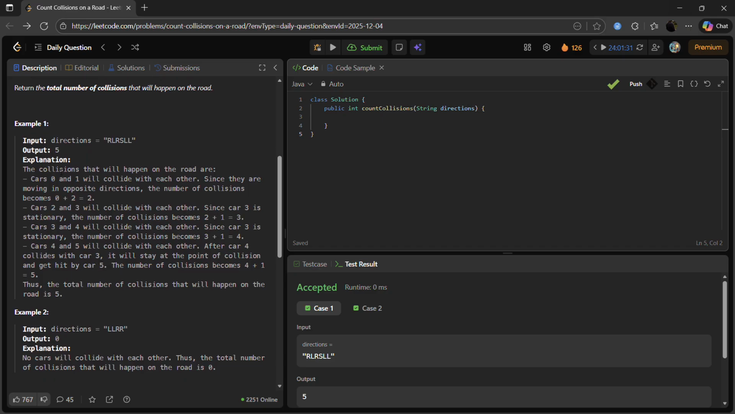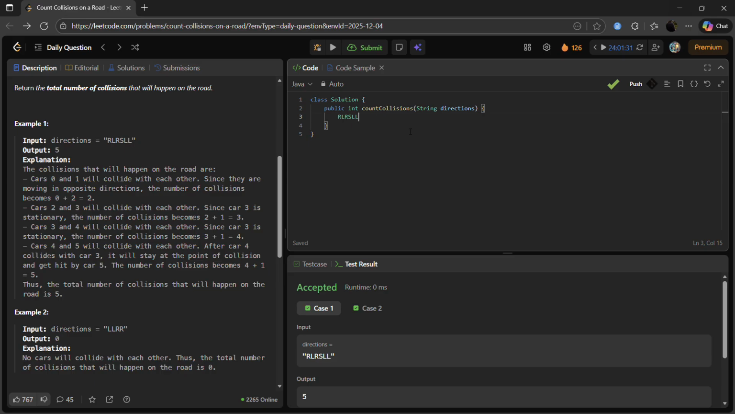So they have given this. When it comes to R, it is moving towards its right. When it comes to L, it is moving towards its left. So consider the car moving towards the right and a car coming towards it from the right moving left, and they collide with each other, and hence the two cars stop. So the number of collisions here for R and L is 2, and this R and L becomes S. Now let's take R L R S L.